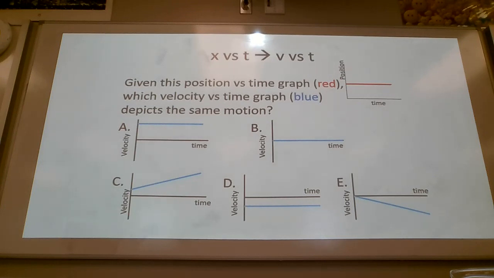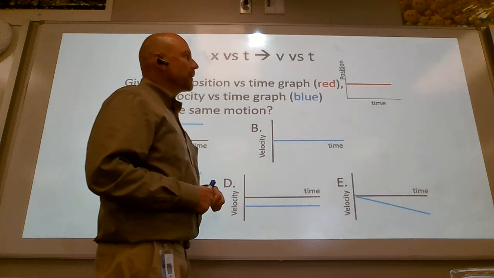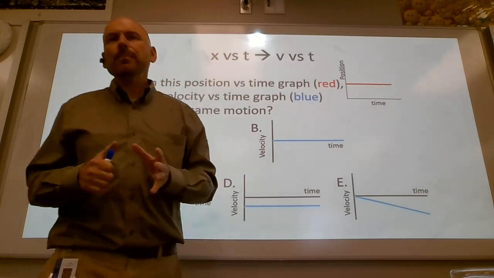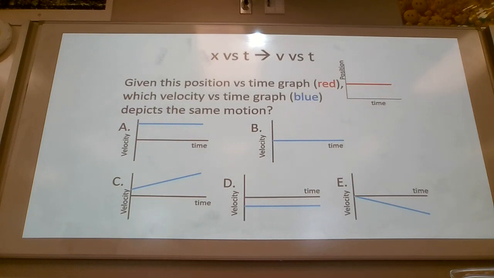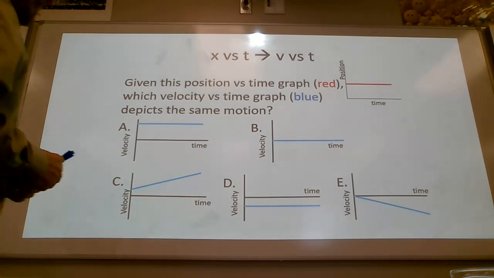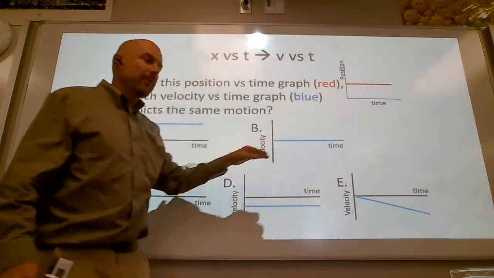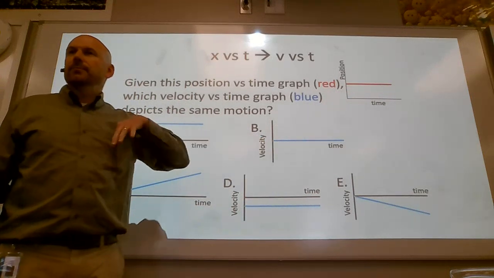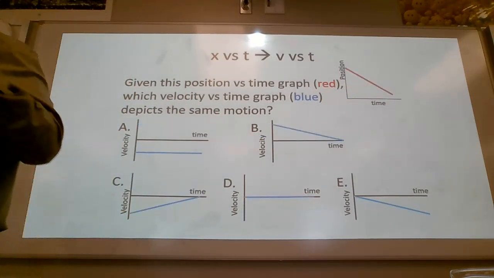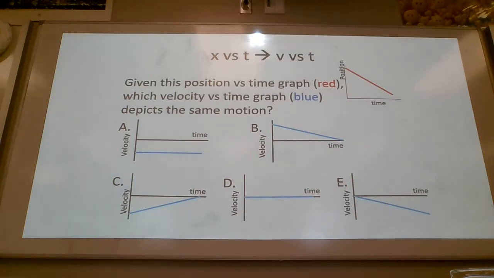Correct answer is B, beautiful butterflies. Okay, here is the overarching principle for this type of question. The slope of a position versus time graph tells you the value of the number for velocity versus time. Slope of this is zero. The value of this is zero. Next question.